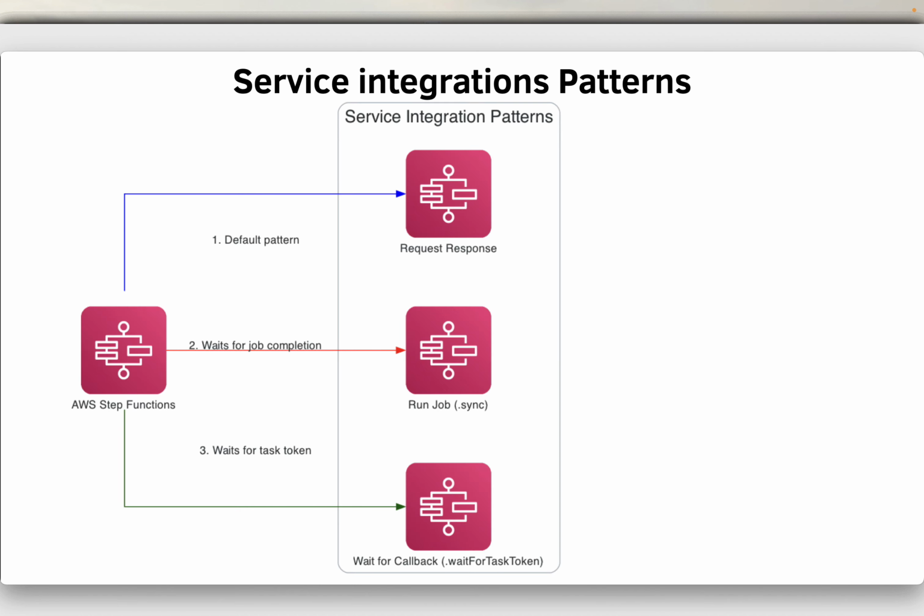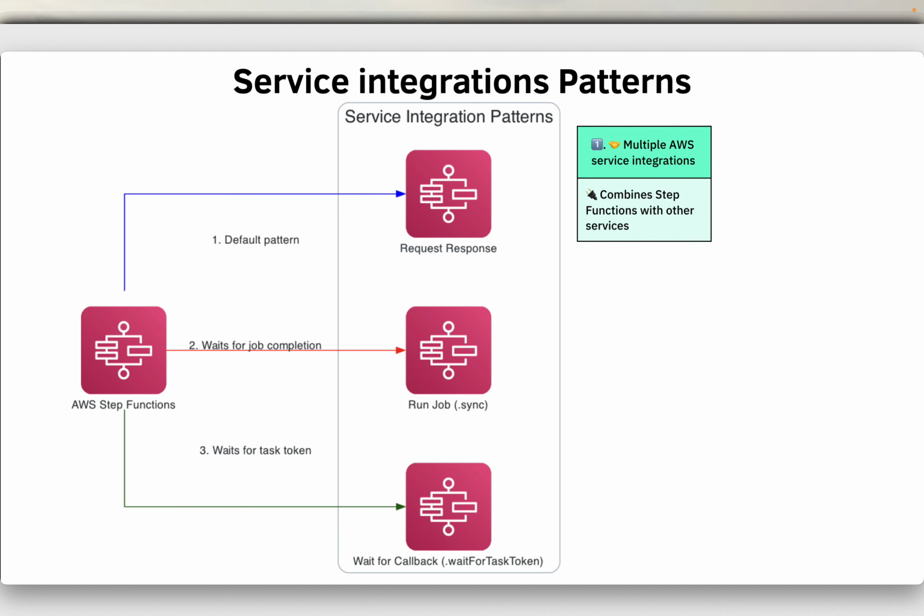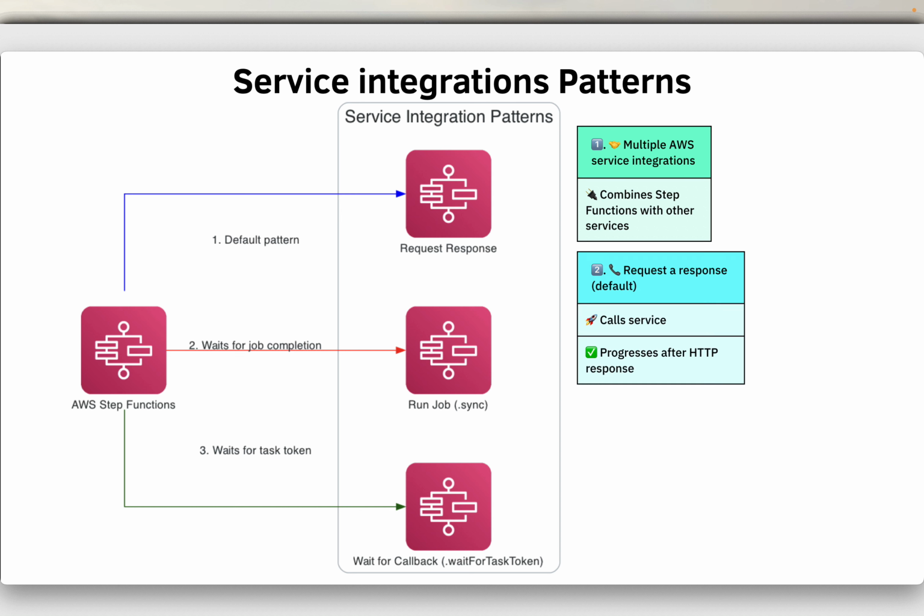Okay, next one is the service integration patterns. So let's see what patterns are supported. This one is for standard workflow first. Step Functions integrates with multiple AWS services, which allows for combined functionality across different services. The default integration pattern is request or response, where Step Functions calls a service and progresses to the next state after receiving an HTTP response. So this is synchronous. So it waits. You request, you wait for a response and it comes back, which is the default pattern.